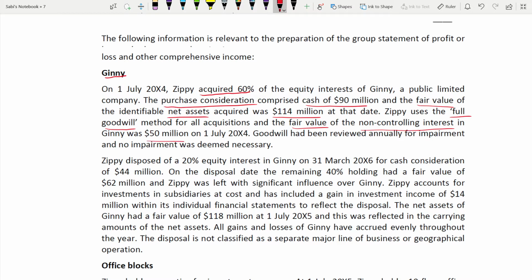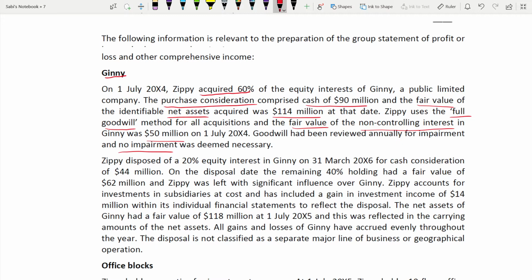So to calculate goodwill, see, all the information is given. You need three things to calculate goodwill: purchase consideration, which is 90 million, fair value of identifiable net assets, which is 114 million, and fair value of NCI, which is 50 million. Okay, so now you can calculate goodwill. So goodwill has been reviewed annually for impairment, and no impairment was deemed necessary. That means no impairment, just the goodwill. Okay, no impairment.